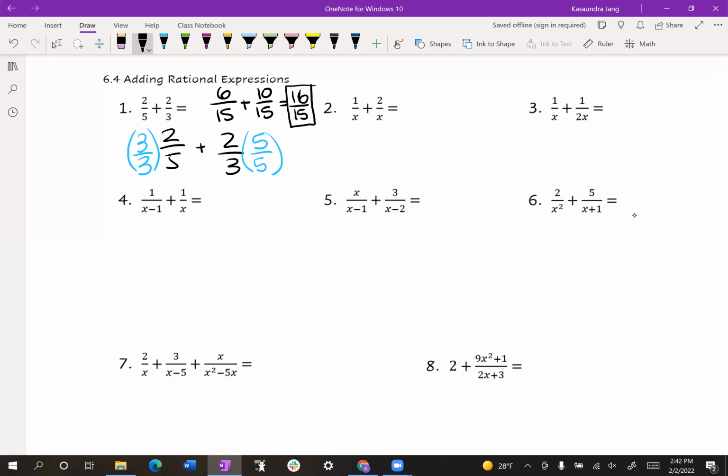On number 2, they already have common denominators for me. That's nice. So I am going to, again, add just the numerators. So my 1 plus 2 is 3 over that common denominator x, and that actually is done.